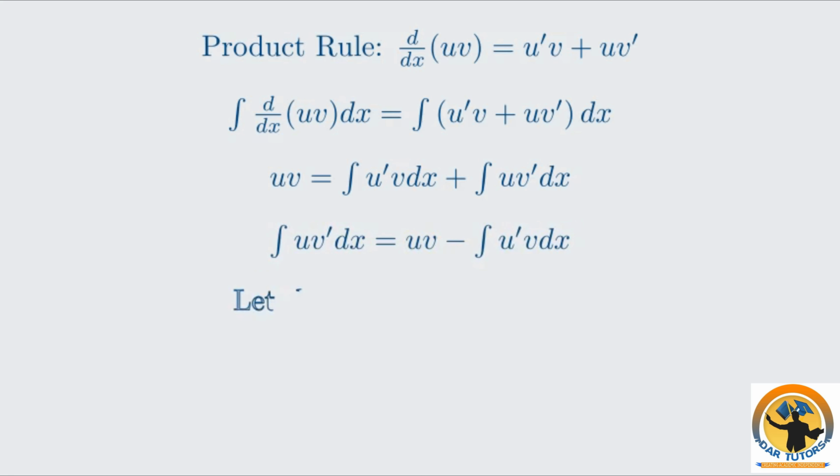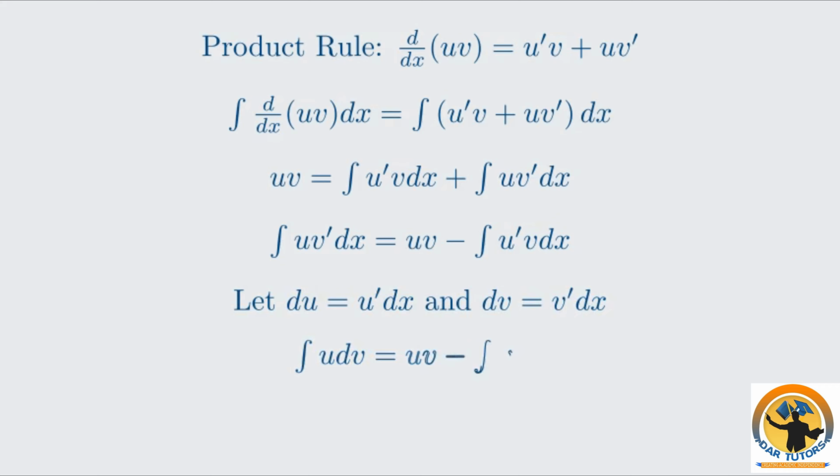A common alternative notation is to let dv equal v prime dx and du equal u prime dx. This gives us the formula in a more compact form. The integral of u dv equals uv minus the integral of v du. The key to using this method successfully is choosing the right parts for u and dv. A good rule of thumb is to choose dv as the part of the integrand that is easy to integrate, and u as the part that simplifies when differentiated.